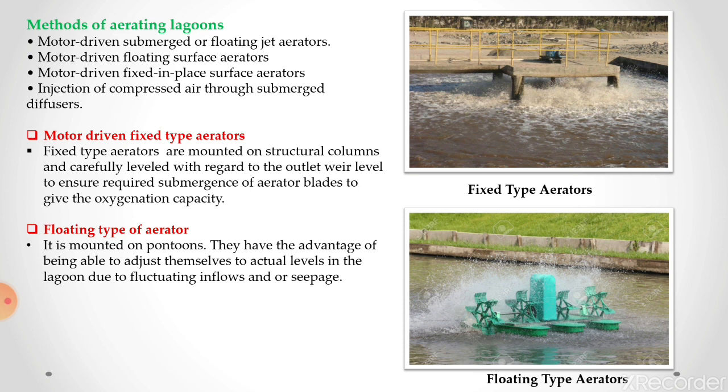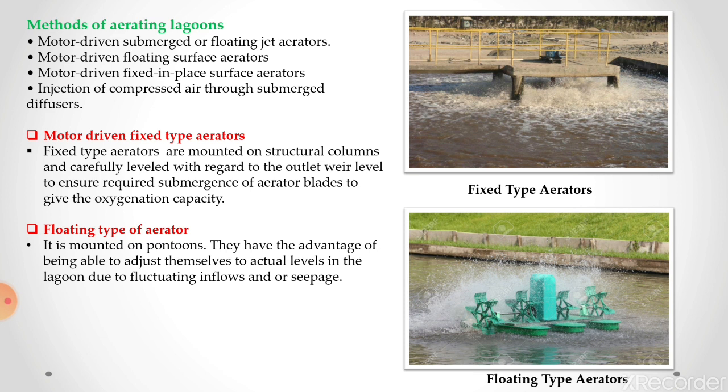Motor driven fixed type aerators are mounted on the structural columns as seen in the figure, and are carefully leveled with regard to the outlet weir level to ensure the required submergence of aerator blades to give the oxygenation capacity. So we have to give due importance to the submergence of the aerator blades so that sufficient oxygen will be provided to the aerated lagoons.